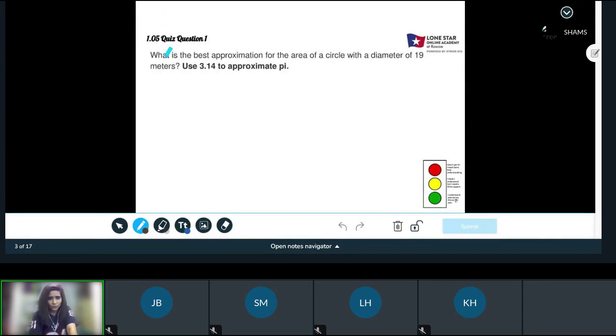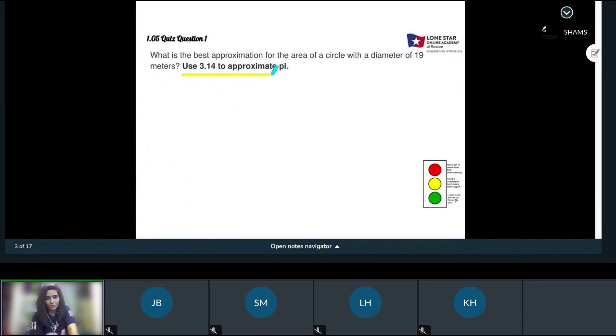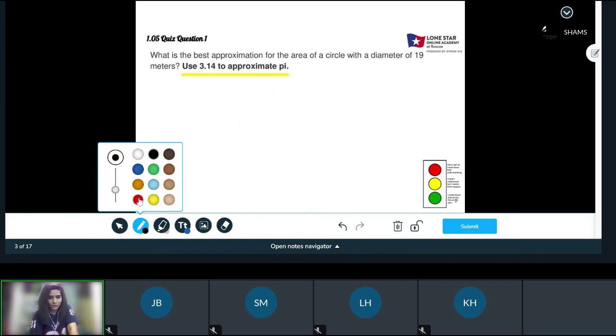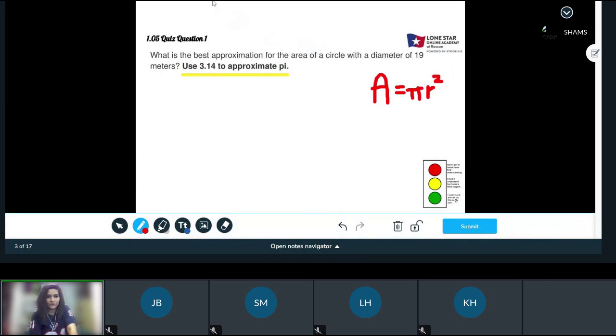The first question says, what is the best approximation for the area of a circle with diameter 19 meters? It says use 3.14 to approximate pi. The value of pi is 3.14. The formula for area of a circle is A equals pi r squared. Show me how you will use this formula to calculate the area of the circle. Go ahead, get started.